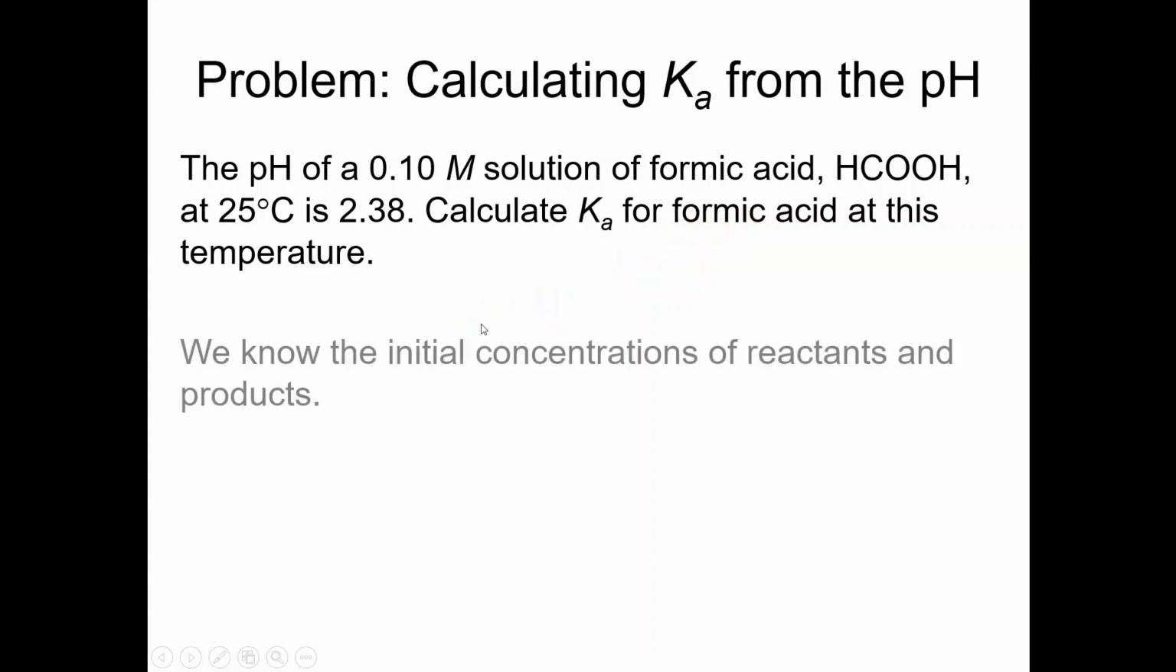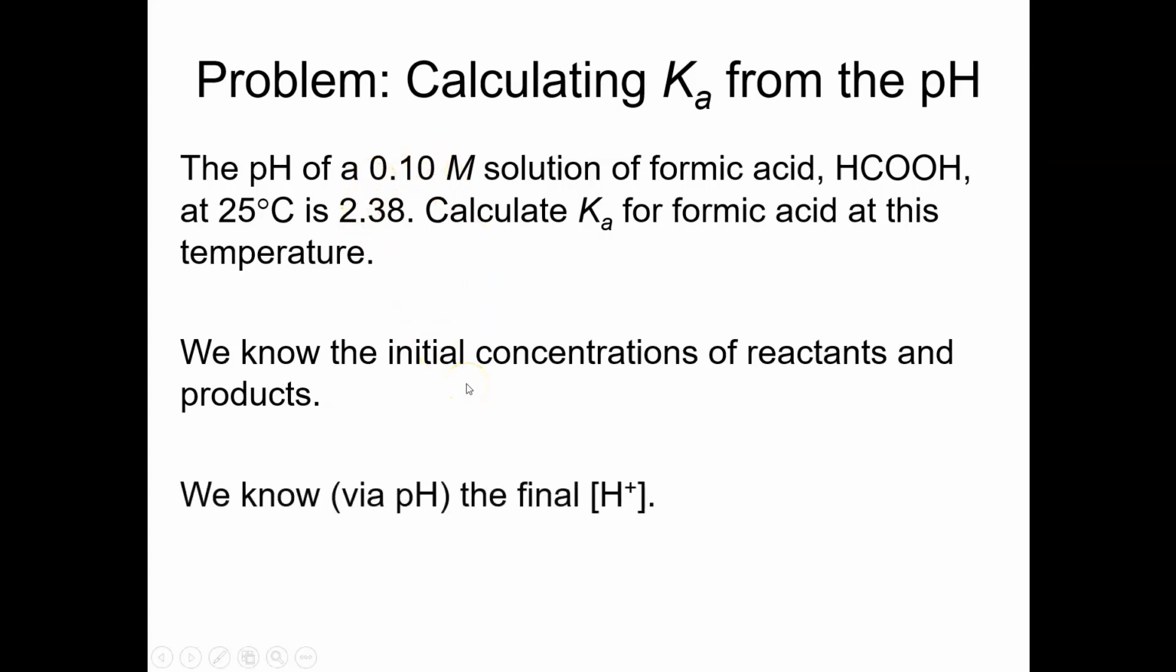Well, this is an ICE table problem, and it's like some ICE table problems that we did back in chapter 15, in which we know the initial concentrations of reactants and products, and we know the equilibrium concentration of one of the products via pH. So let me explain to you how we do that, and then walk through the ICE table calculation. And we have this equilibrium constant expression we can apply. Once we get these numbers, we can plug them into the Ka expression. So this is the Ka expression for formic acid.